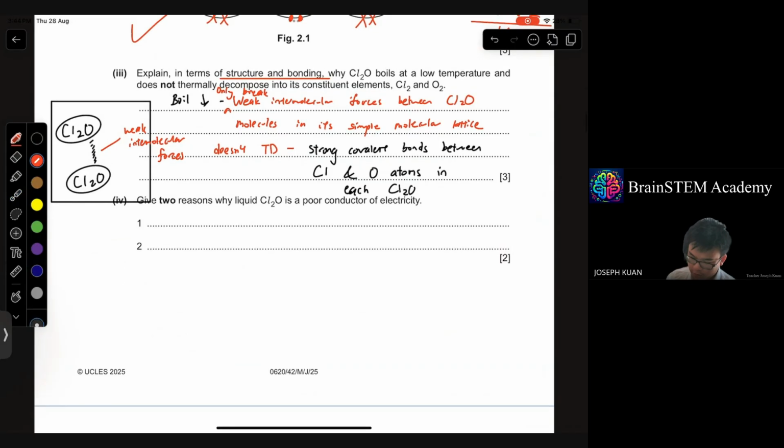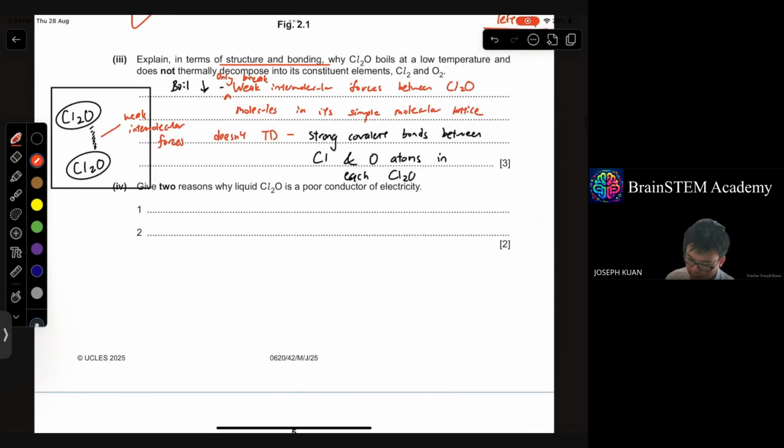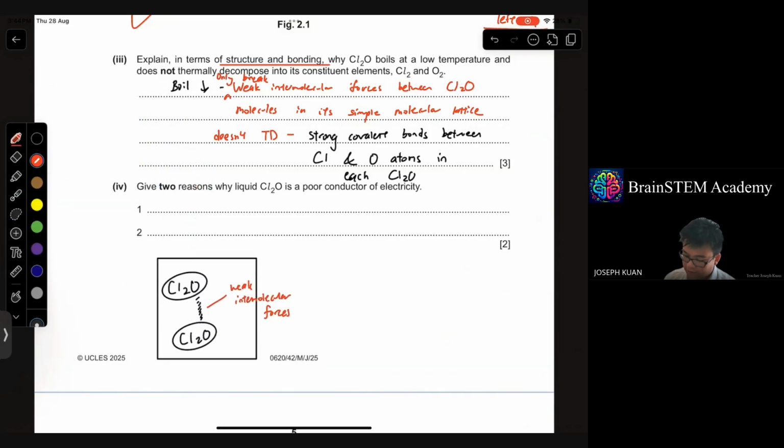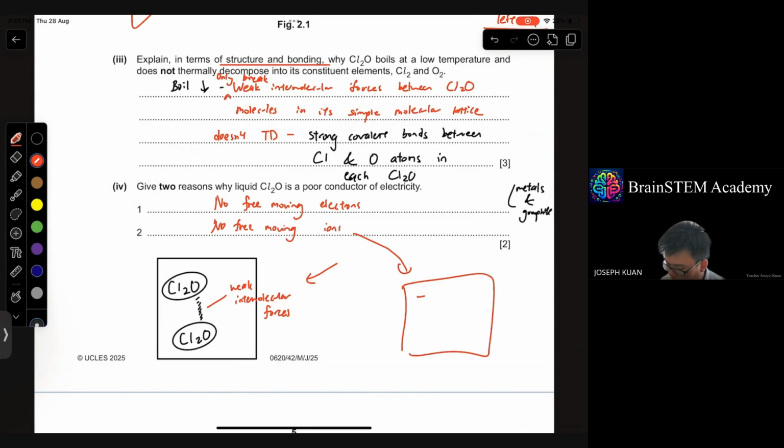Okay, so let's move on. Give two reasons why liquid Cl2O is a poor conductor of electricity. Well, in fact, you can see from the diagram, because there's no free moving electrons. Like for example, in metals or graphite, which allows them to conduct electricity. And also it has no free moving ions, like in ionic compounds in their molten or aqueous state.